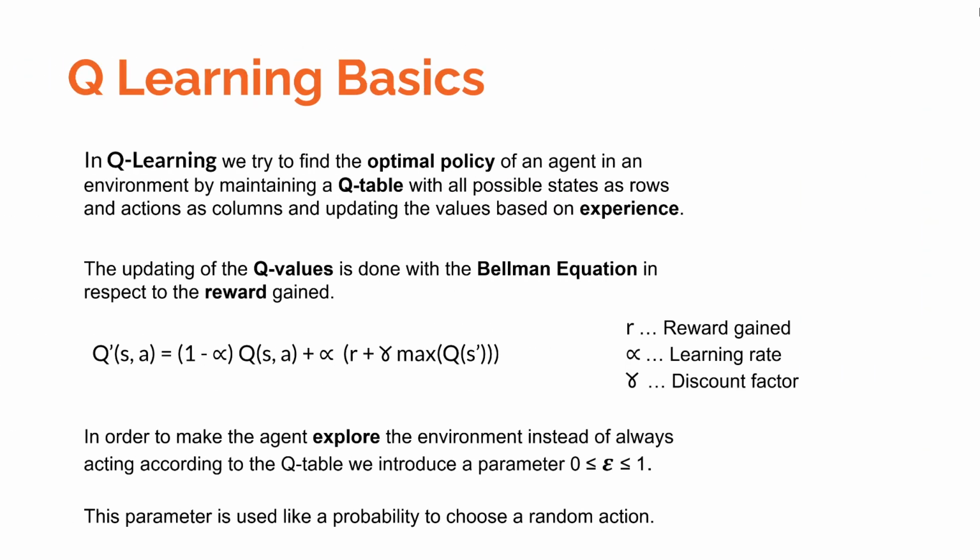Then we also need to introduce some kind of randomness to explore the environment instead of always acting according to the Q-table, and that is done with the epsilon value, which is between 0 and 1. You can basically see it as a probability to choose a random action instead of exploiting the Q-values.